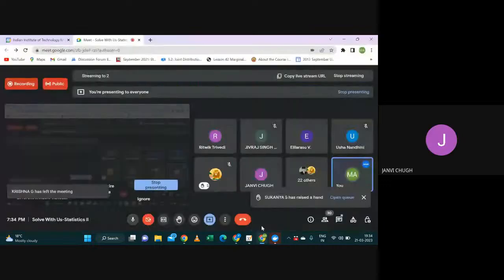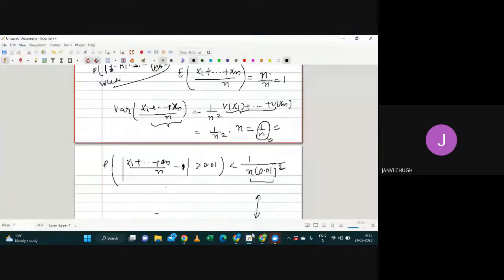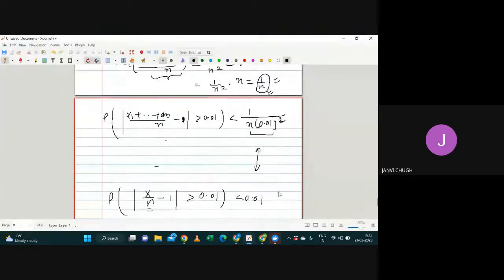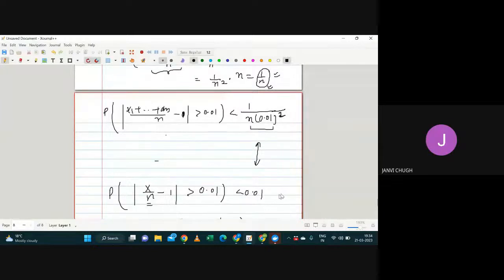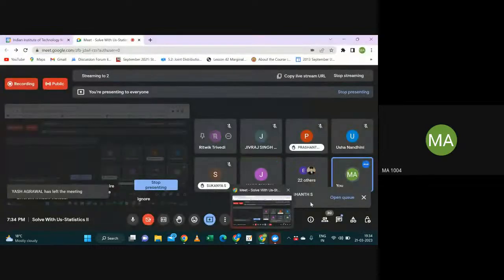I'm not getting the last part of the weak law of large numbers. We are getting that 1 by n, we will equate it to 0.01, then we'll get the value of n. Correct, that's the other thing. Okay, Sukanya and Prasant raised their hands. Yes, please.